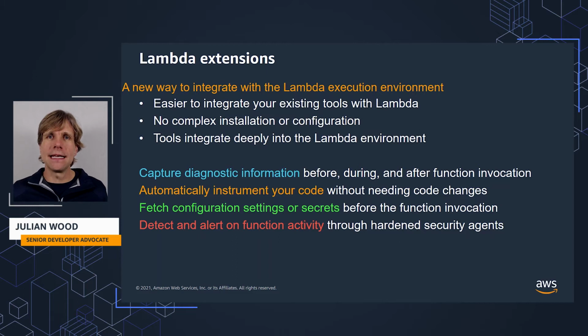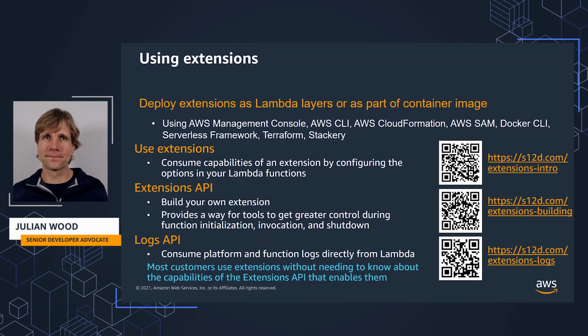For observability, this means you can now get more diagnostic data, and this is before, during, and after function invocation, which you didn't have before. And extensions can also auto-instrument your code. So this is really useful, and there are a whole bunch of use cases such as, in addition to observability, config or secrets management, along with some security capabilities.